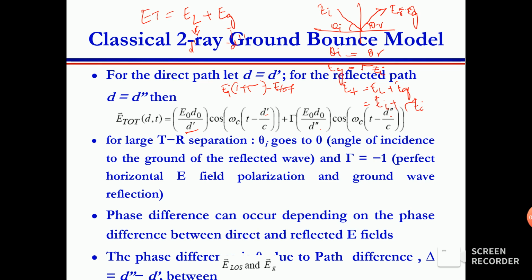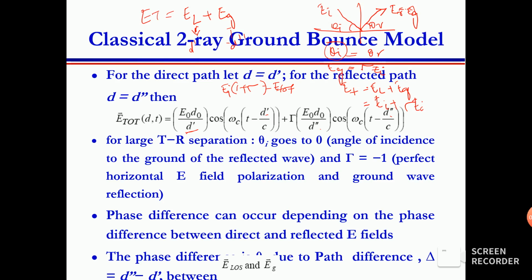Right. So for small values of theta i, the magnitude of your reflected wave is almost equal to the incident wave, that is, Eg is equal to Ei. Almost equal to the incident wave, but the only thing is it is out of phase. The phase is 180 degrees.